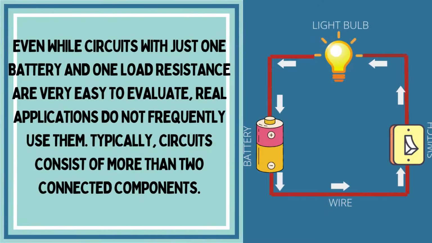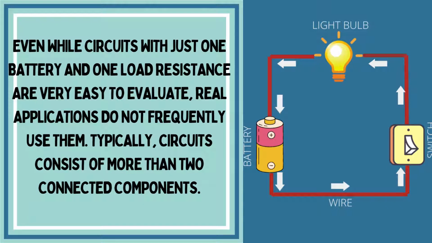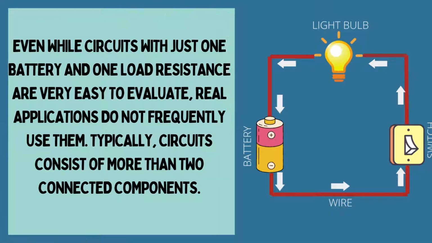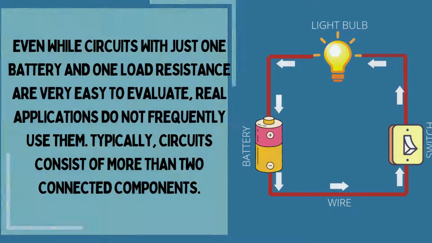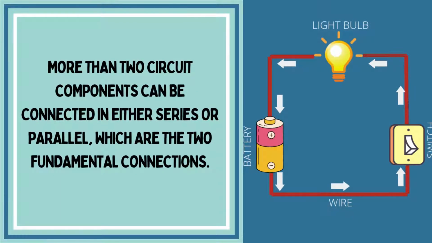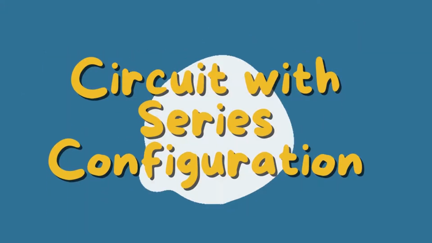Even while circuits with just one battery and one load resistance are very easy to evaluate, real applications do not frequently use them. Typically, circuits consist of more than two connected components. More than two circuit components can be connected in either series or parallel, which are the two fundamental connections. Circuit with series configuration.